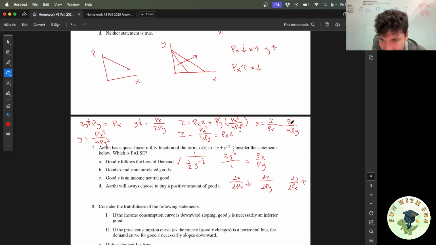I assume this one's also a substitute. If I changed Py, then yeah, we are subtracting by a smaller number, so that is a positive relationship. So these are substitutes, not unrelated goods. So that does not check out, and I believe the answer is going to be B.